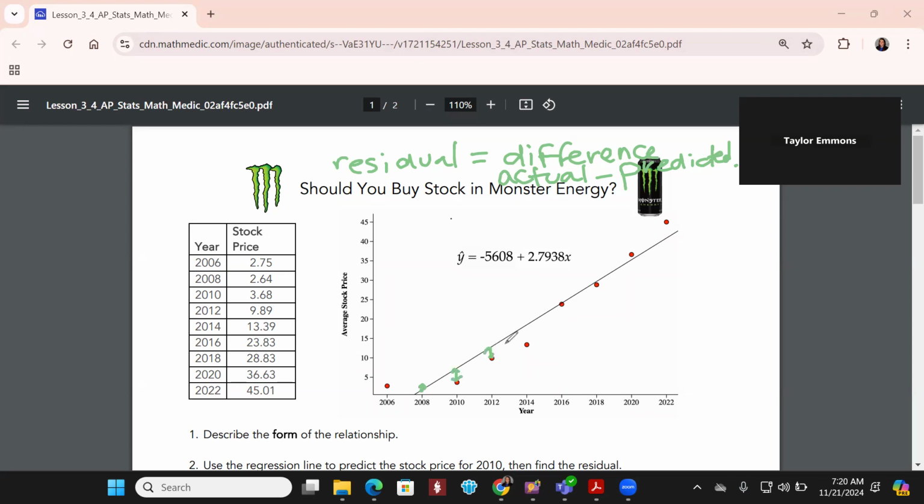Now we're into those boxes, right? We can draw a little box to help us see the residual. Everybody say residual. Good job, class.